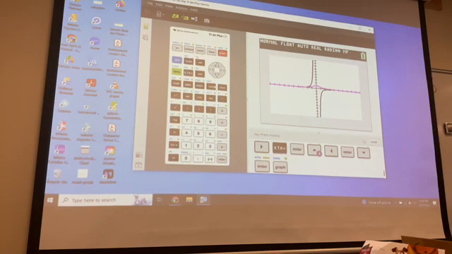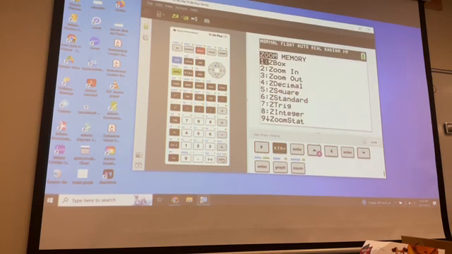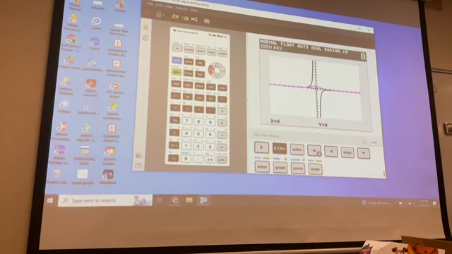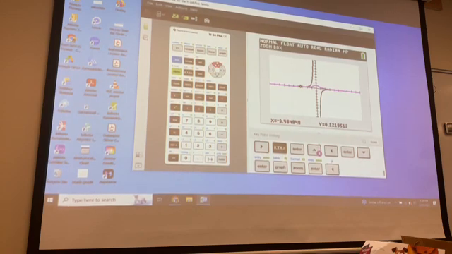Hey guys, I cannot see what I want to see on here. Do you have any recommendations of how I can zoom this in? Let me do zoom box. Guys, watch what you do in zoom box. You just go enter.